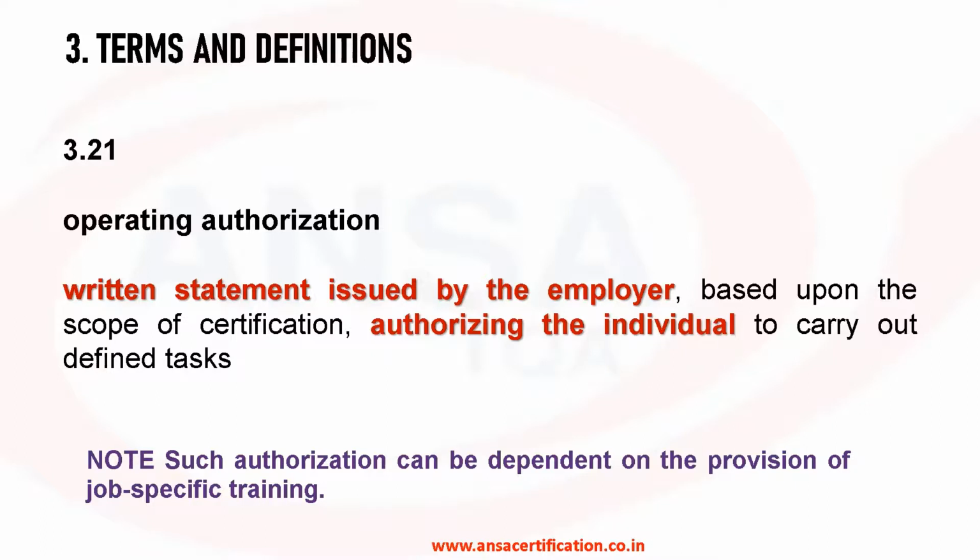Operating authorization. It is a written statement issued by the employer based upon the scope of certification, authorizing the individual to carry out defined tasks. An already certified individual, when he goes for the job, is given job-specific training by the employer, depending on the components, the codes, and the acceptance criteria they are using. Once he successfully completes the job-specific training, he will be issued an authorization to operate in that particular NDT method.